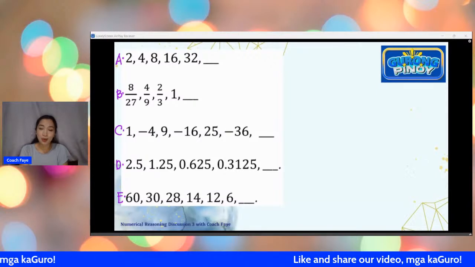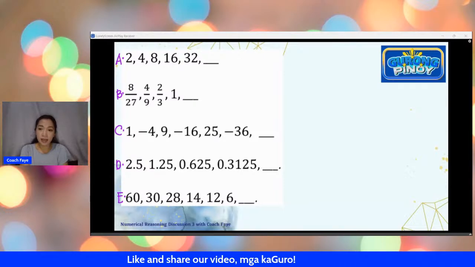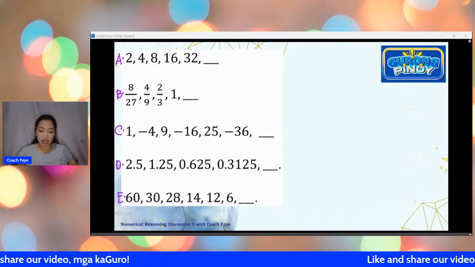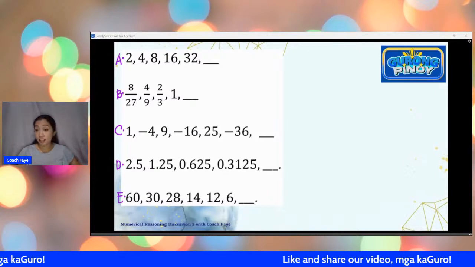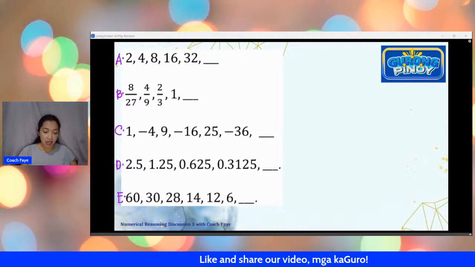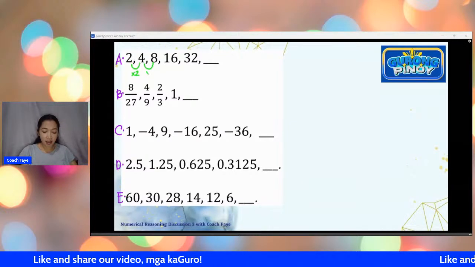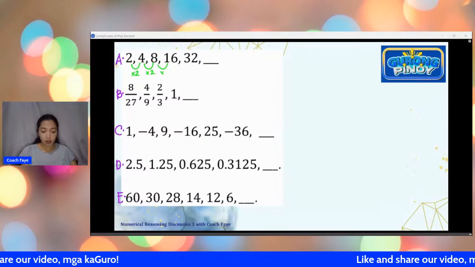Pwede nyo pong ulit-ulitin. Ayan, marami nang sumasagot sa letter A. Please also answer the rest of the items. Ano po bang pattern na nakikita natin sa letter A? Medyo madali lang makita yung pattern sa letter A. Ano po? So what's happening here is you are just multiplying everything by 2. So we expect that this one should also be multiplied by 2.